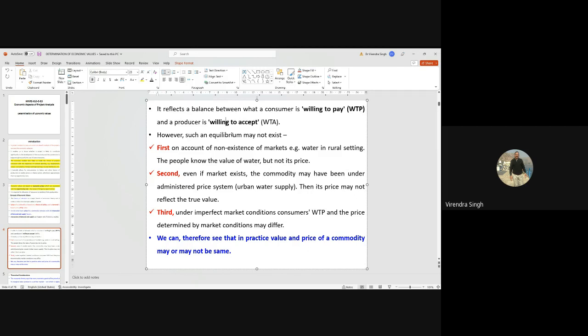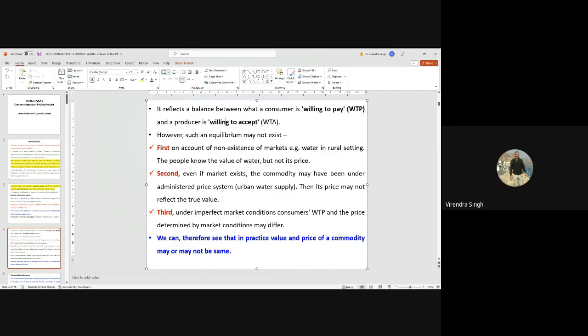First, on account of non-existence of market, there are certain goods which are consumed, supplied, and demanded, but for them there is no organized market, like water in rural setting.